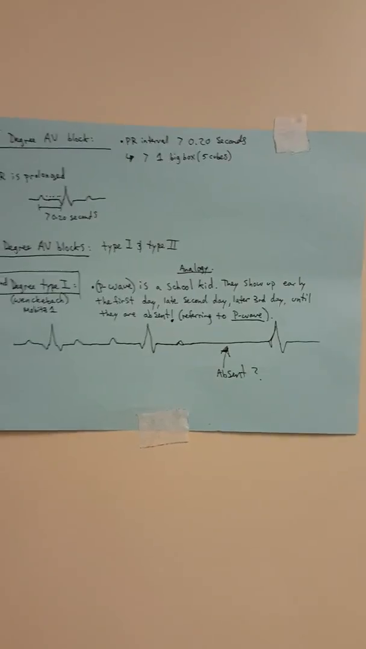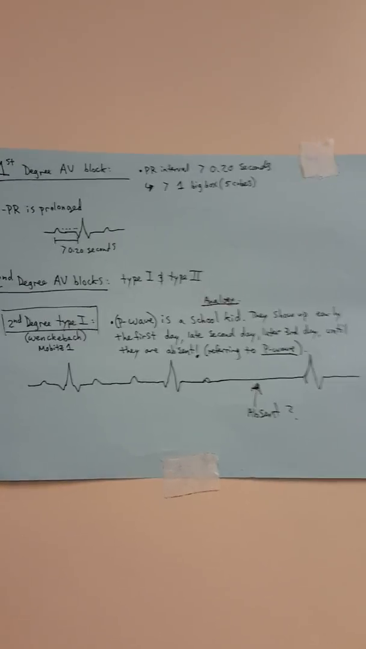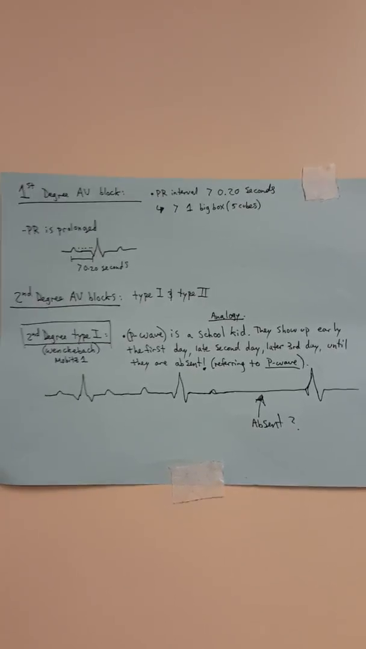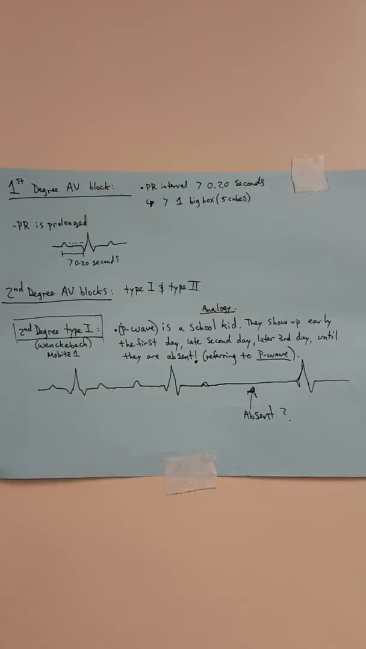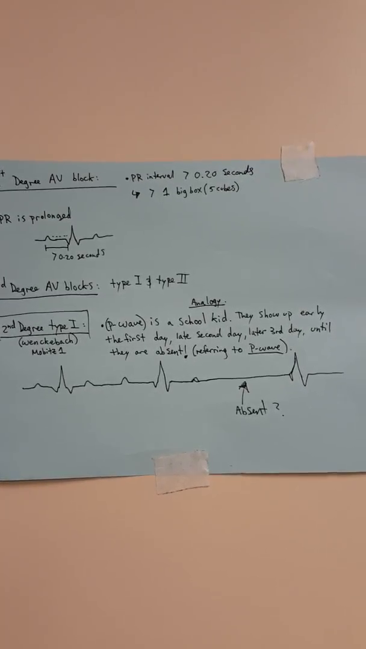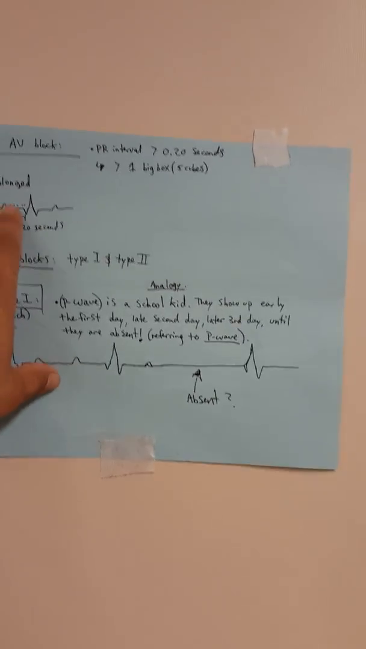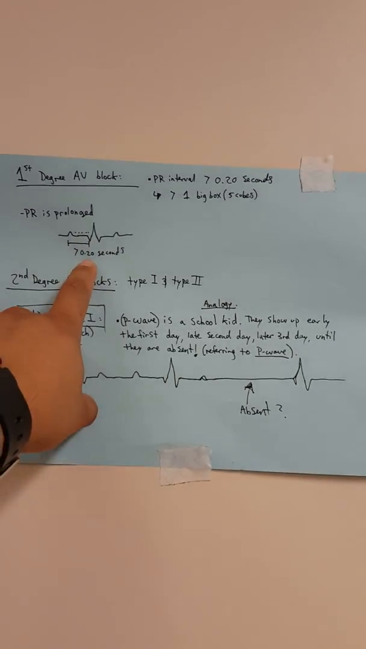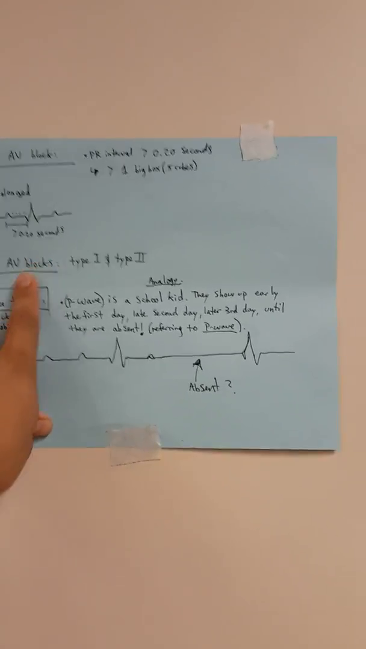Okay, these here are a little bit more confusing rhythms. First one's called the first degree AV block. PR interval is greater than 0.2 seconds. So it's greater than one big box, 5 cubes. PR is prolonged. So as you can see there, the PR is prolonged. We talked about this earlier. So it's greater than 0.20 seconds.